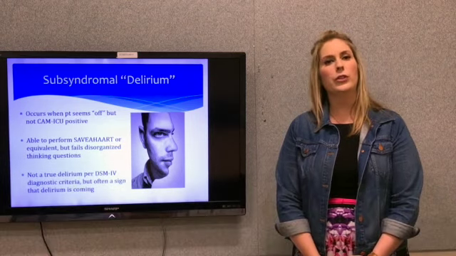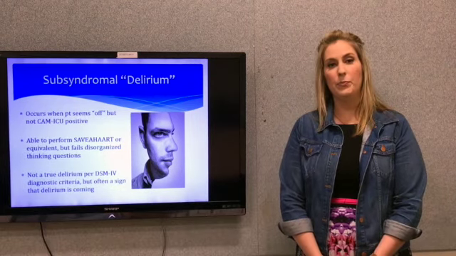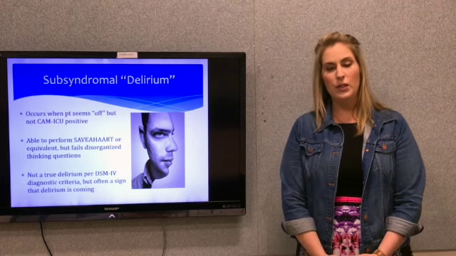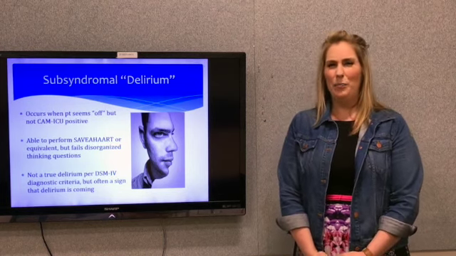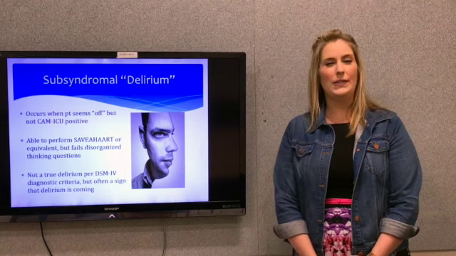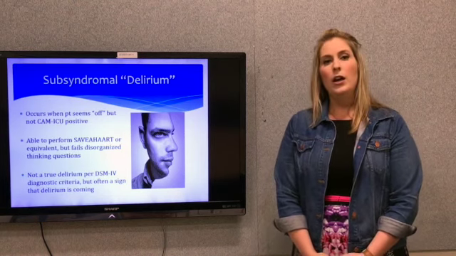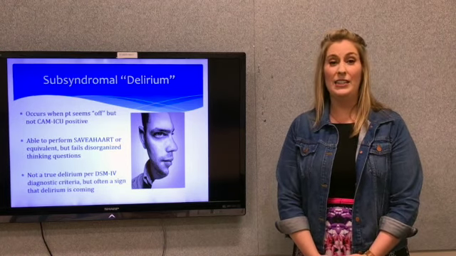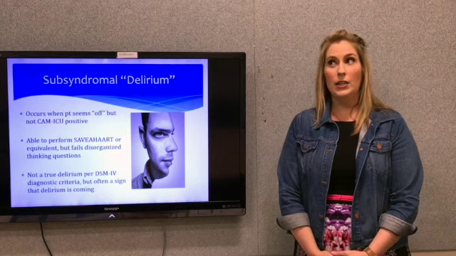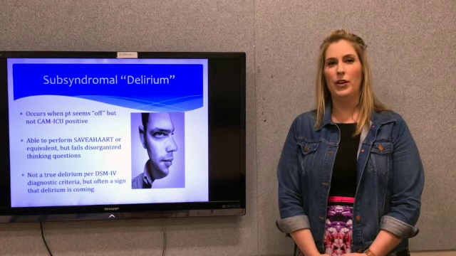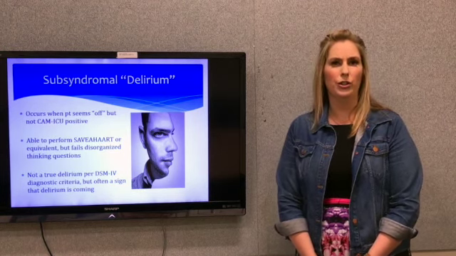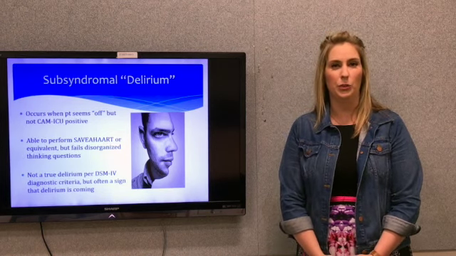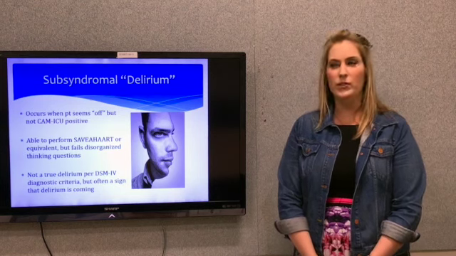Another, it's not necessarily a real type of delirium, but it's something called subsyndromal delirium, and it occurs in patients who seem a little bit off. They might not be making much sense, might just seem like they're getting delirious. However, when you go and do the CAM-ICU on them, they do not have that inattentiveness. This again is not a real delirium, but it's kind of a precursor to delirium. So if you notice this in your patients, you should be doing the CAM-ICU a little bit more frequently on them, like every 4 to 6 hours.